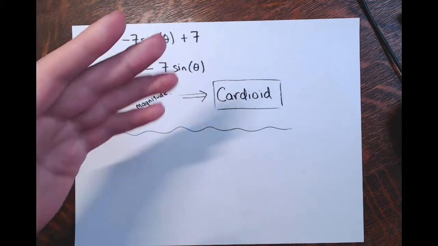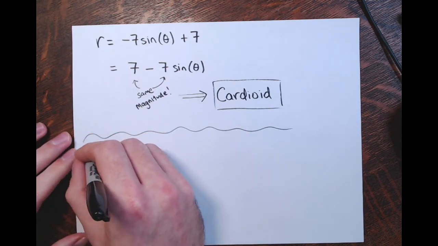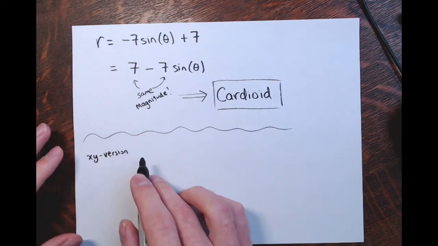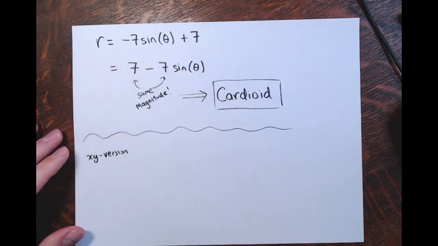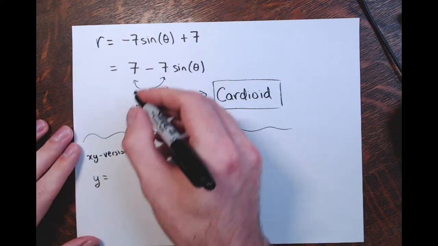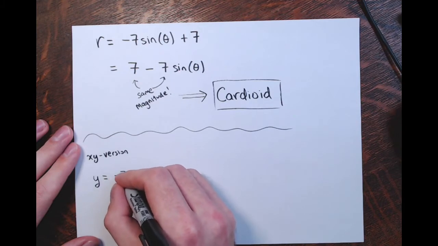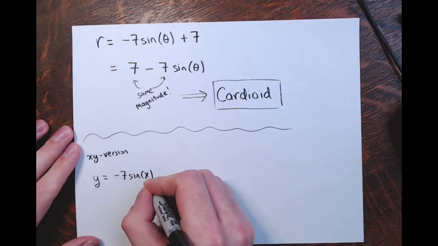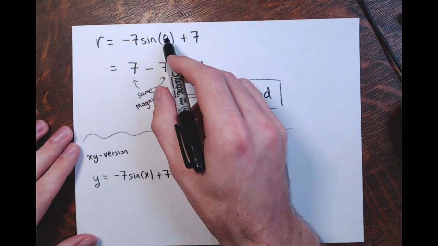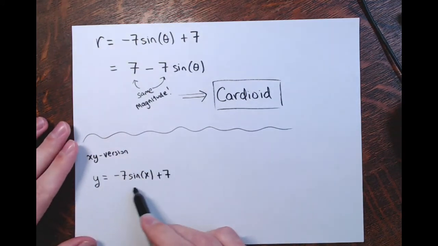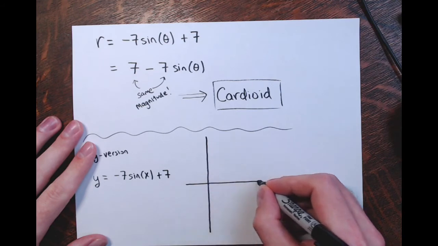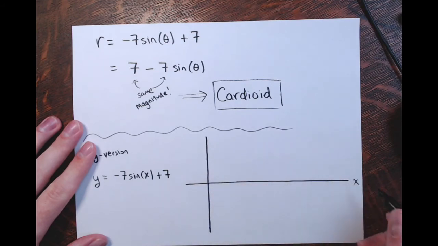But what I like to do for a lot of these is go to what I call the XY version. Now this is not rectangular. I'm not saying convert to rectangular coordinates. This is just replace r with y, replace theta with x. So I have y equals -7 times the sine of x plus 7. Everywhere there's an x, I think of it as theta. Everywhere there's a y, I think of it as r. And I'm just going to graph this the way we normally graphed trigonometric functions back in previous chapters.